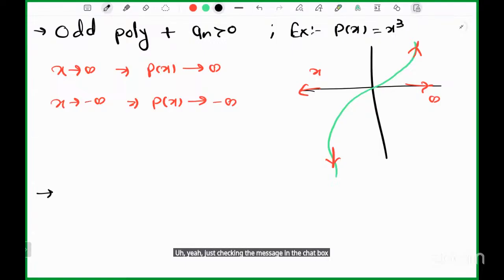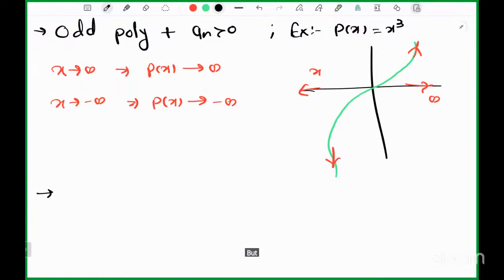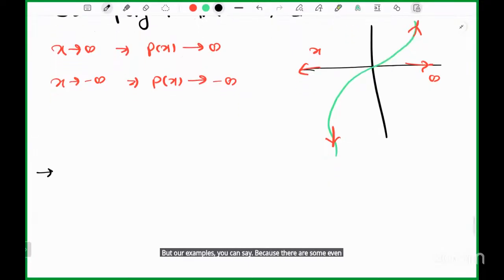He was saying that every even polynomial is an example of an even function, but even functions can be much more than just polynomials. Yeah, that's correct. But for our examples you can say so, because there are some even polynomials which are even functions.